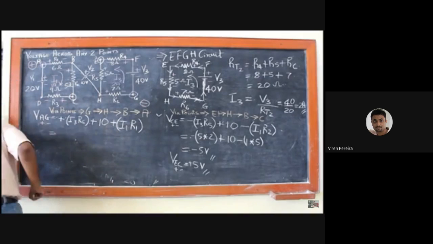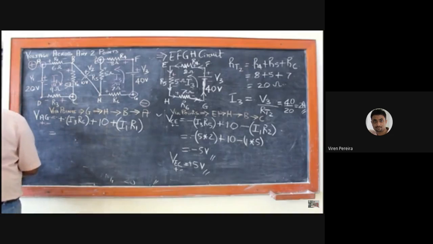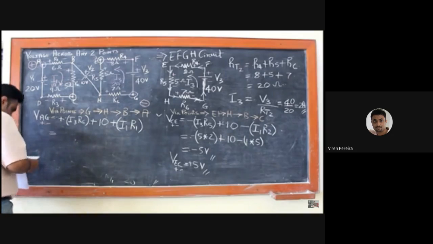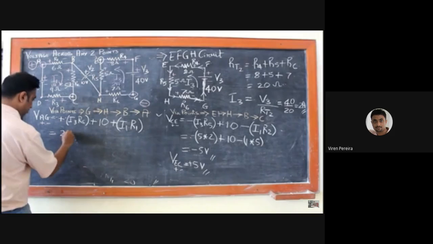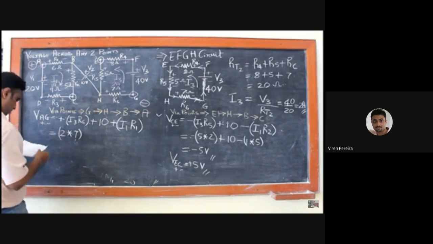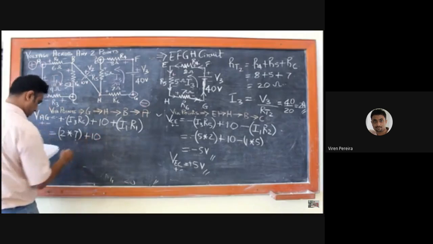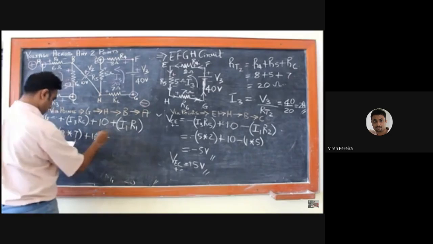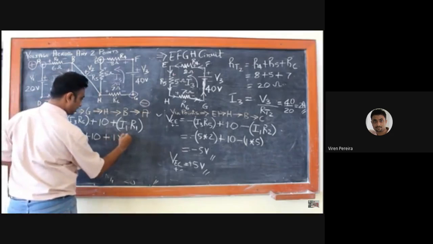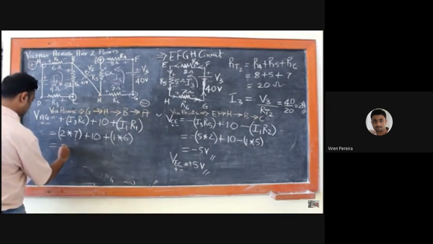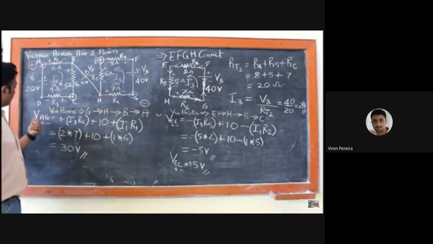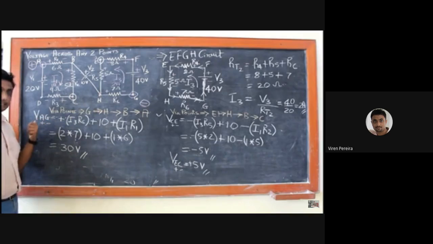So my value will be 2 into 7 plus 10 plus 1 into 6, which will give me 30. So my voltage across VAG, across these 2 points, will be 30 volts.